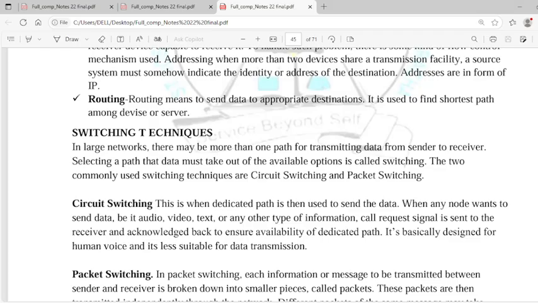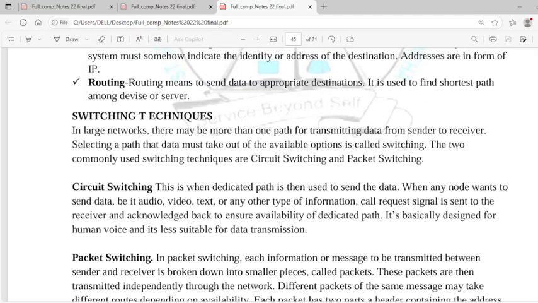Routing, which also means forwarding, is where data is sent to the appropriate destination. With the help of routing, the shortest path among the devices is found, and the data is sent to the destination using the shortest path established.